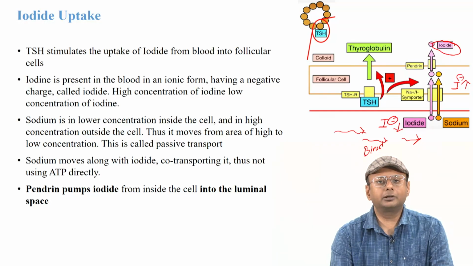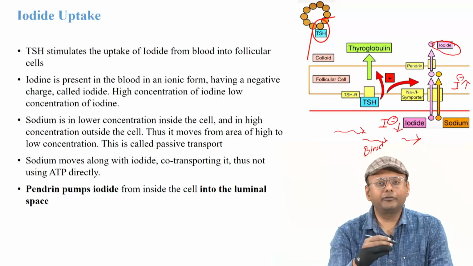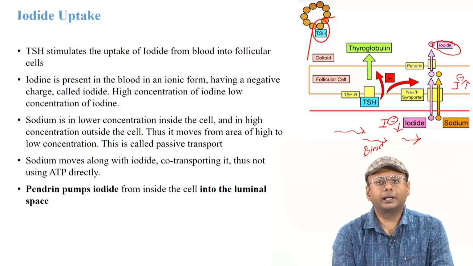So the sodium ion, like a piggyback, basically takes the iodide ion on top of it, and it helps the iodide ion to cross the barrier and come into the follicular cells in a mechanism called the sodium iodide co-transport mechanism.